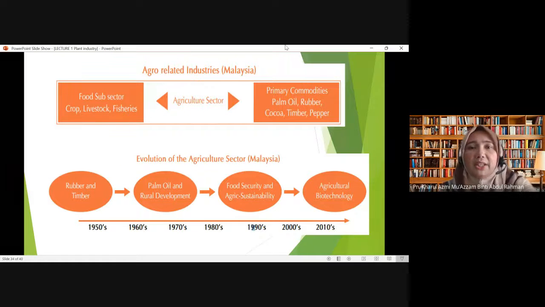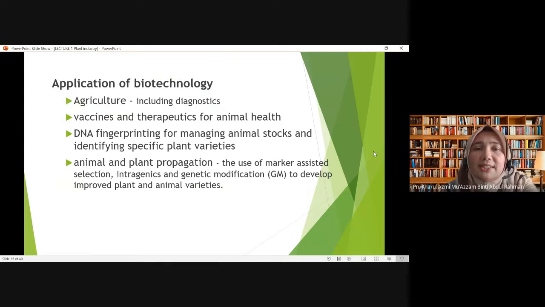Okay, so this is the agro-related industry in Malaysia. I don't go into details, but ini lebih kepada macam like a milestone lah. Macam mana evolution of the agricultural sector in Malaysia, starting from the rubber and timber until now we are in the era of agricultural biotechnology. Okay, so now let's take a look on the application of biotechnology. It can be applied whether in agriculture, vaccine, DNA fingerprinting, and also for the animal and plant propagation. Ni kita dah bincang dah sebenarnya kat depan-depan tadi.